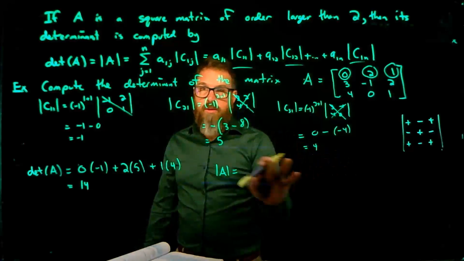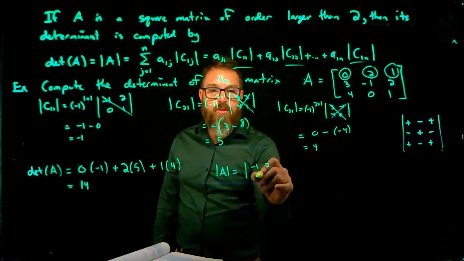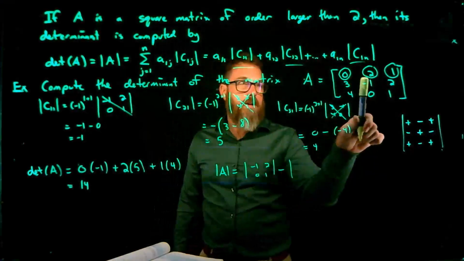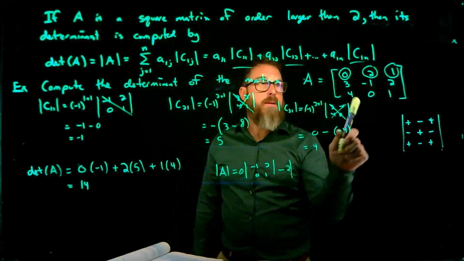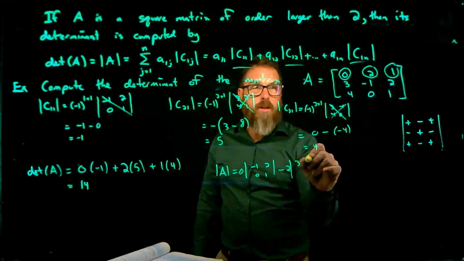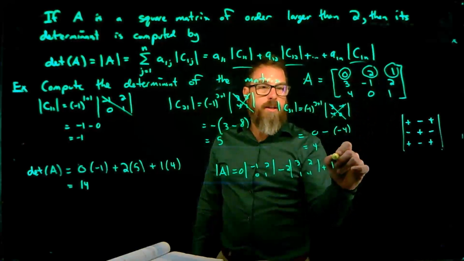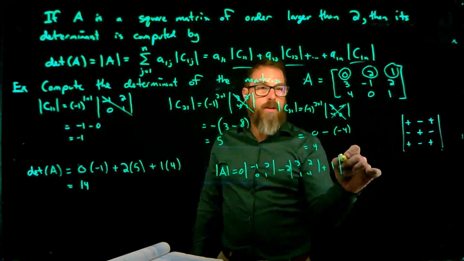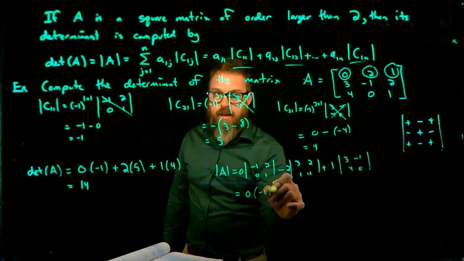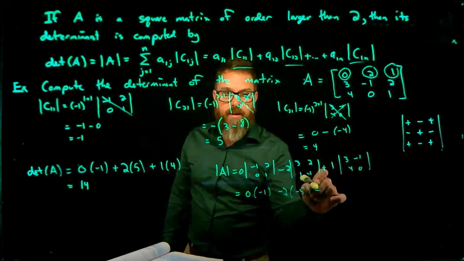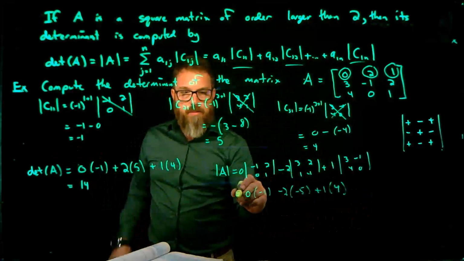So usually when we do this, we don't write it all out. I just say plus. Now it's going to be the determinant of minus 1, 2, 0, 1. And then minus, sorry, this is 0 times that because that's 0. Minus 2 times the determinant of 3, 2, 1, 4. And then plus, it's going to be 1 times the determinant of 3, negative 1. And then we can see that this is 0 times negative 1 minus 2 times minus 5 plus 1 times 4. And then you can see that we get exactly the same thing, which is going to be equal to 14.